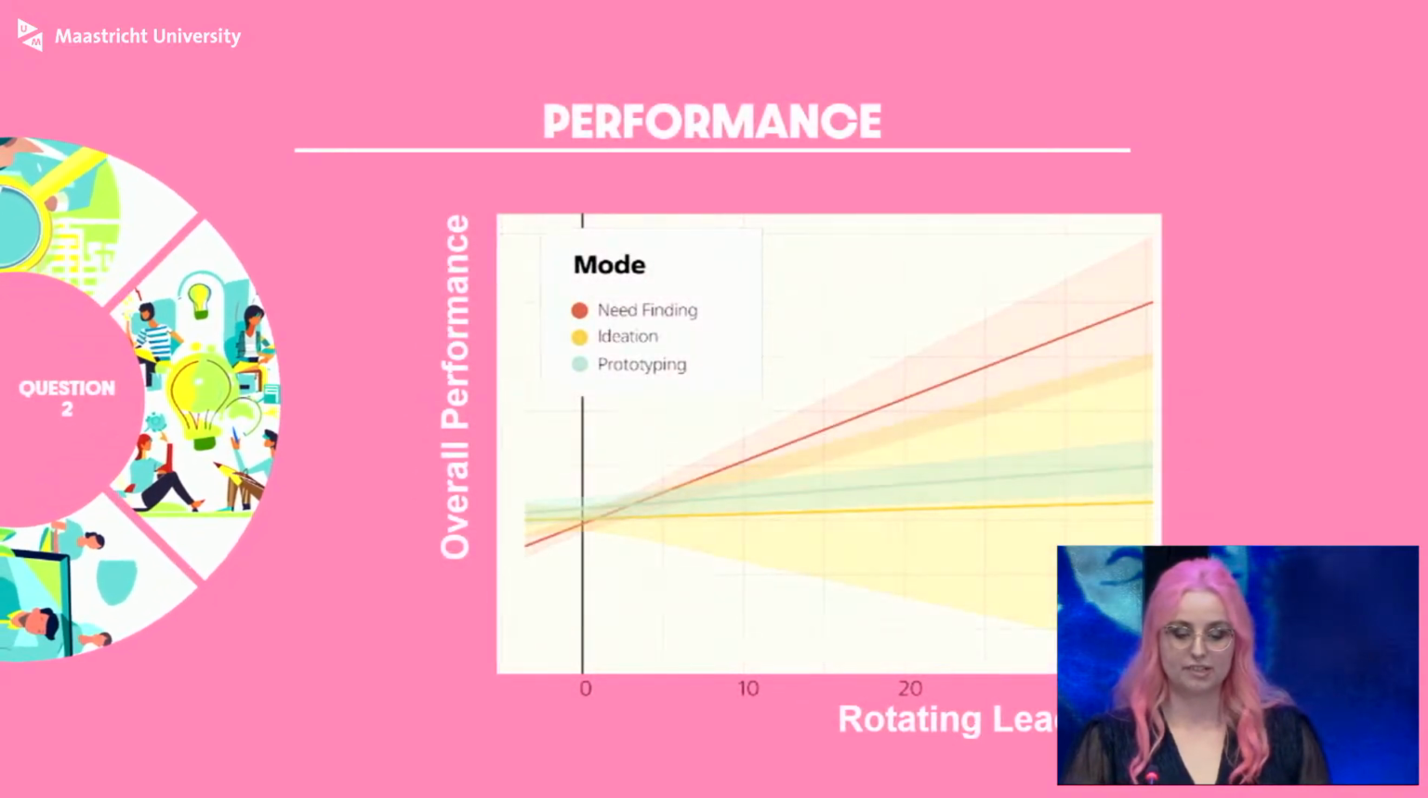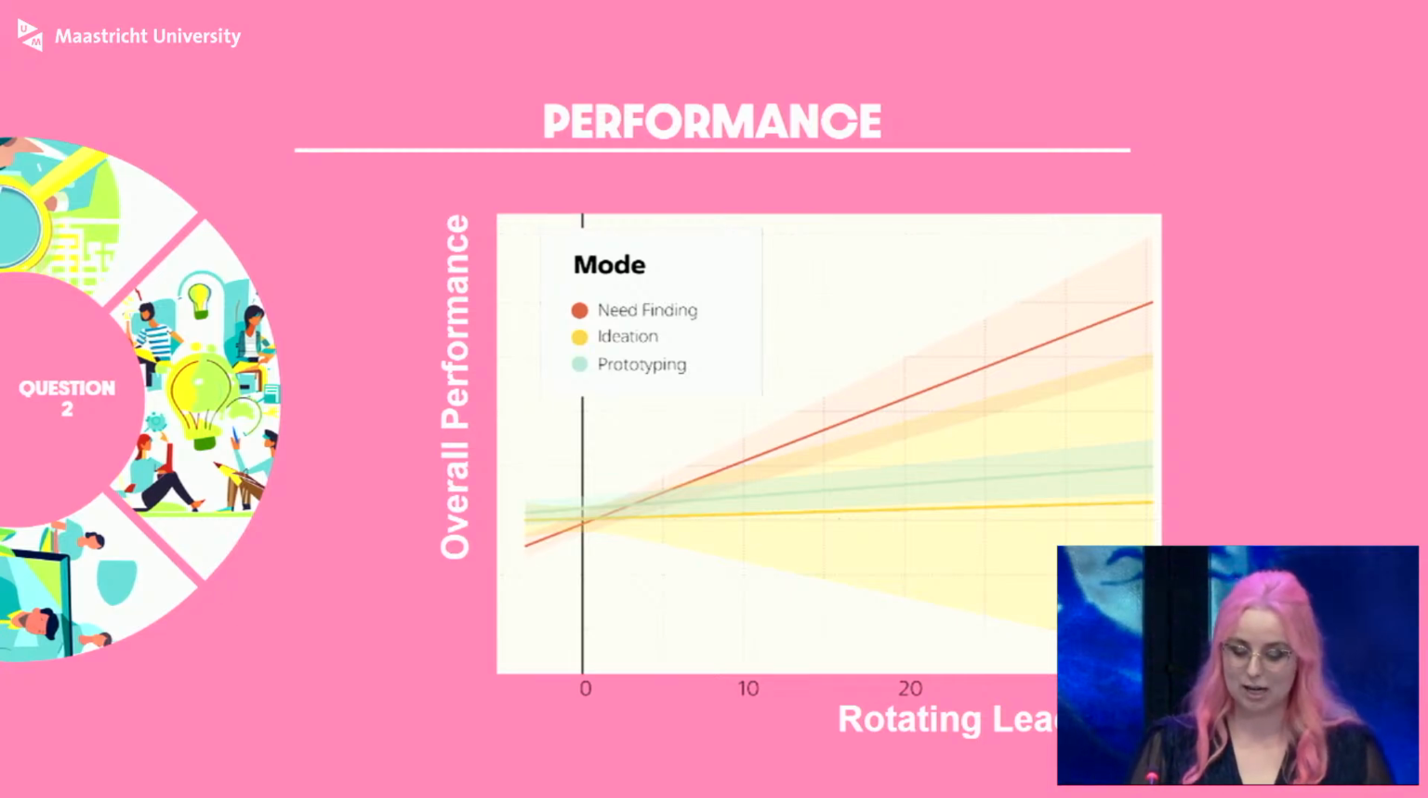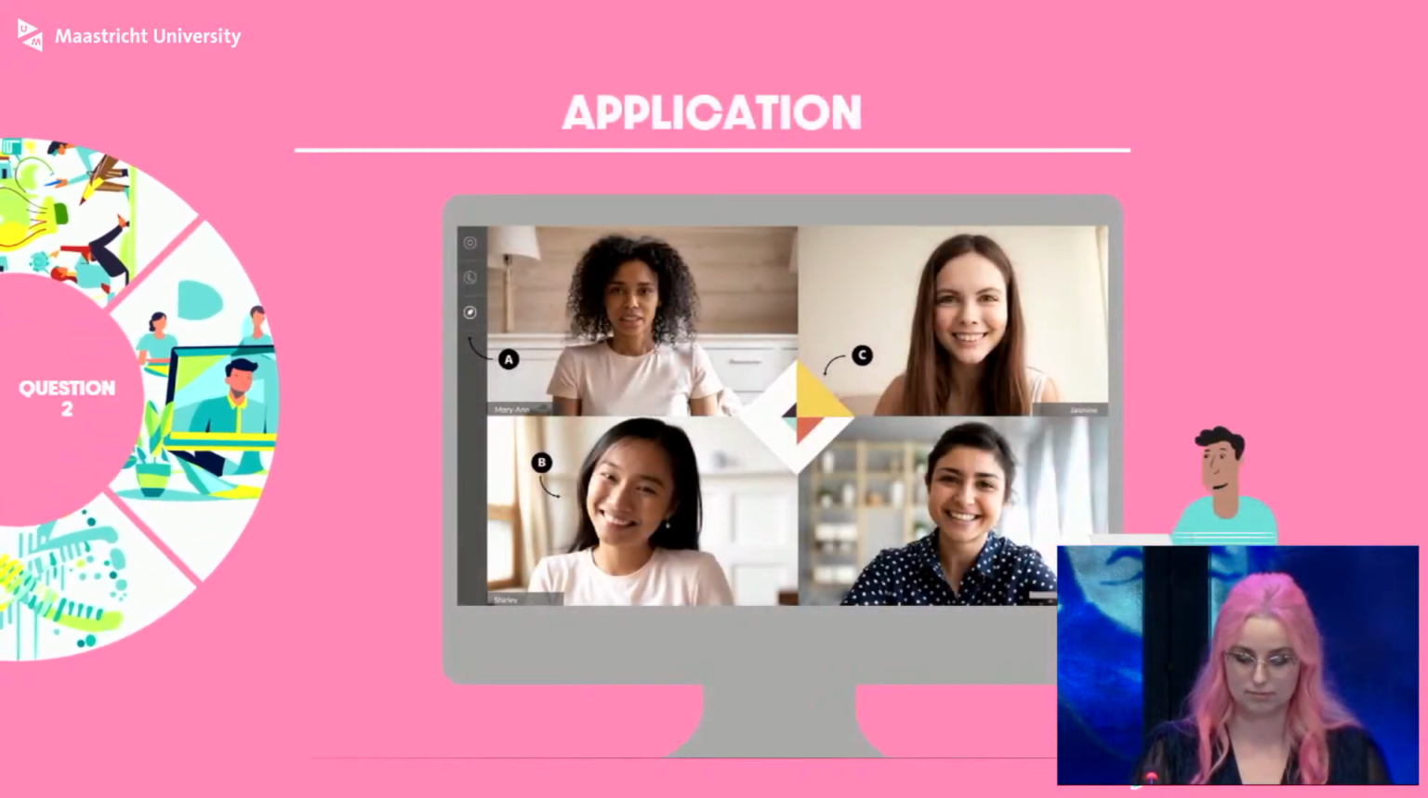To start answering question 2, we conducted an analysis on the interaction between team communication, activity, and performance. While not all features showed significant results, we observed some significant differences between the features and the activities. As illustrated here, the amount of rotating leadership is associated with a higher performance impact for need-finding days. Thereby, we show that there's a relationship between team communication and team performance that indeed differs across team activities.